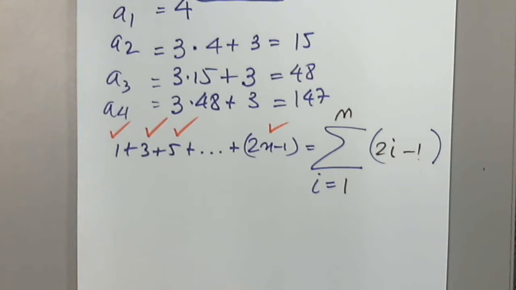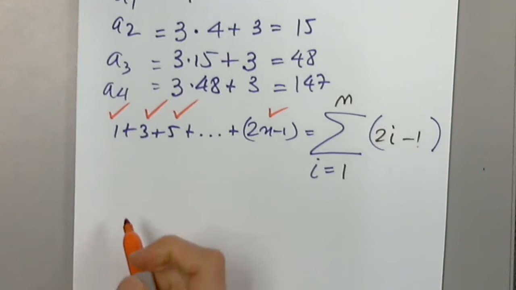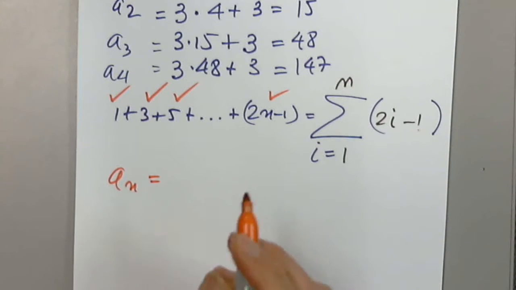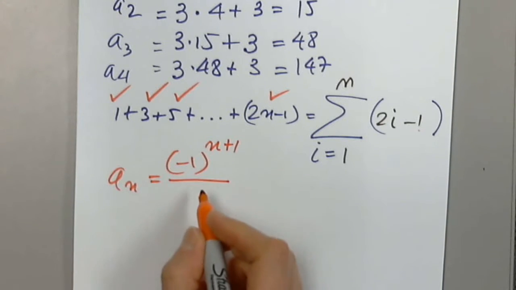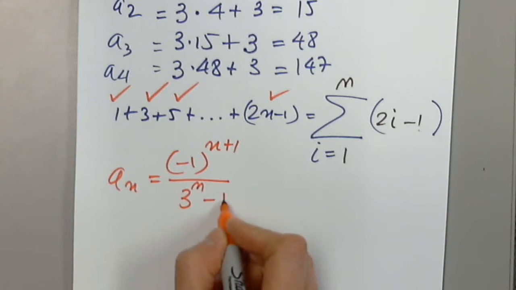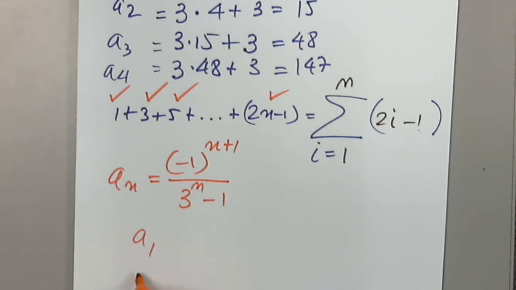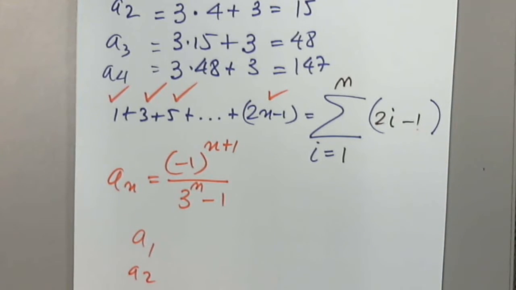Can you do 19? Yes, 19. In 19, what do we have? Okay, so we have an. This time, the general term or the nth term is given: negative 1 to the n plus 1 divided by 3 to the n minus 1. And we are asked for a1, a2, a3, a4.